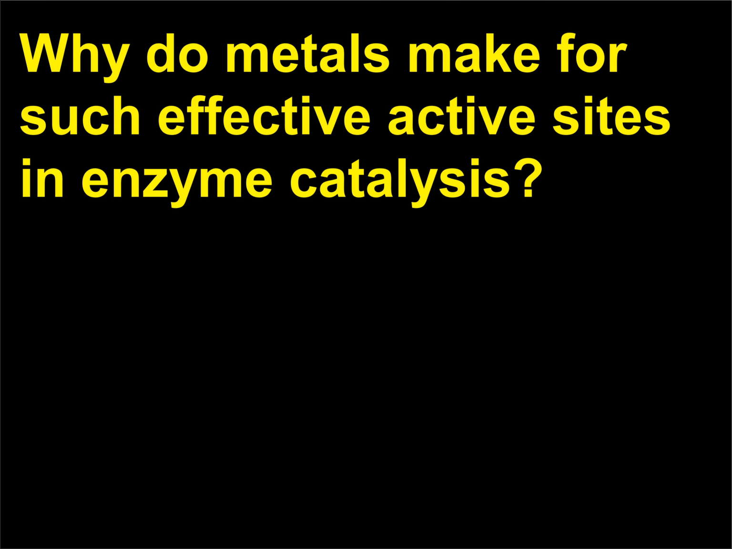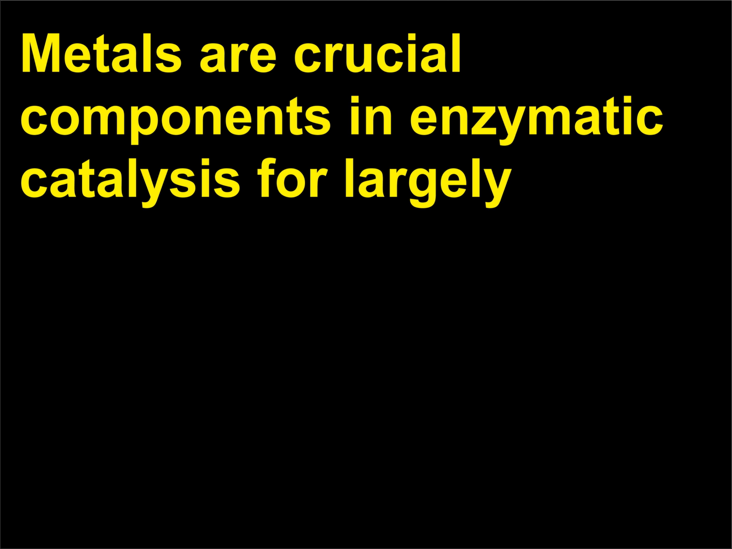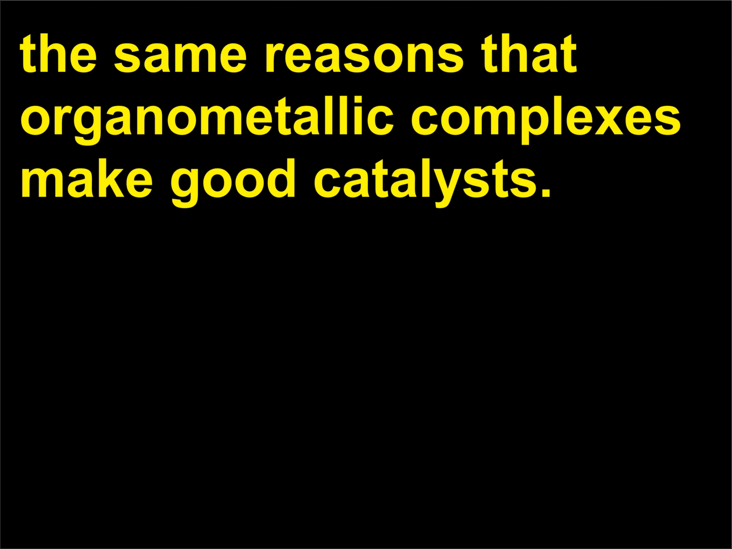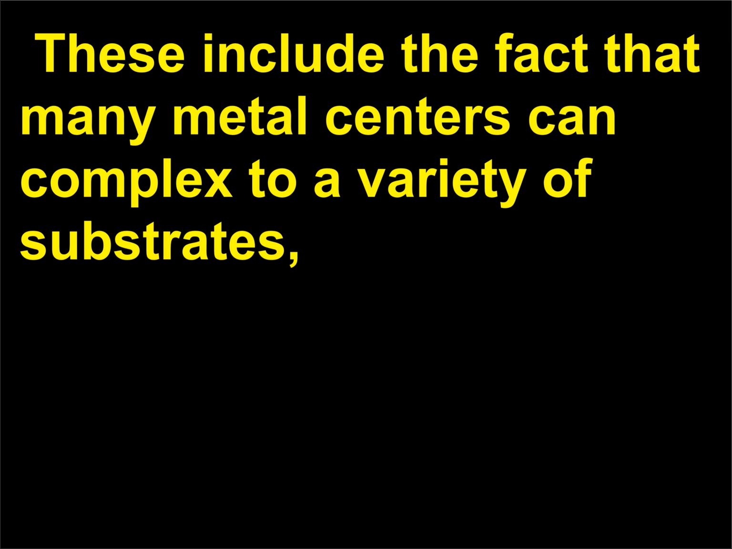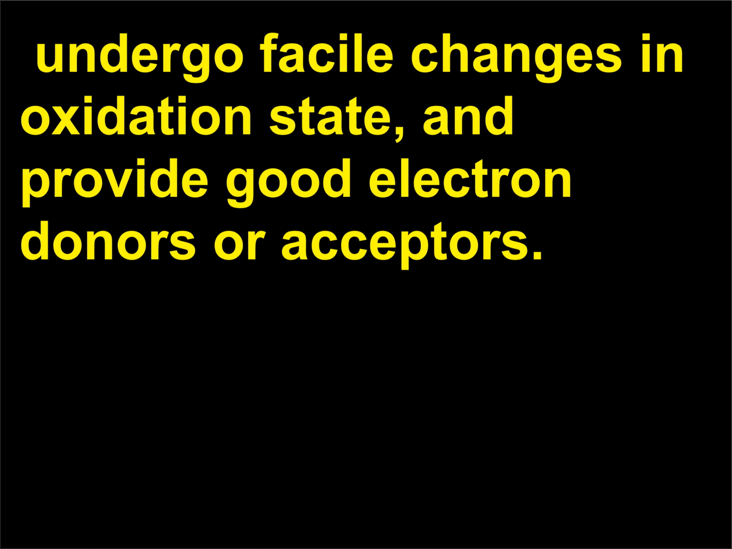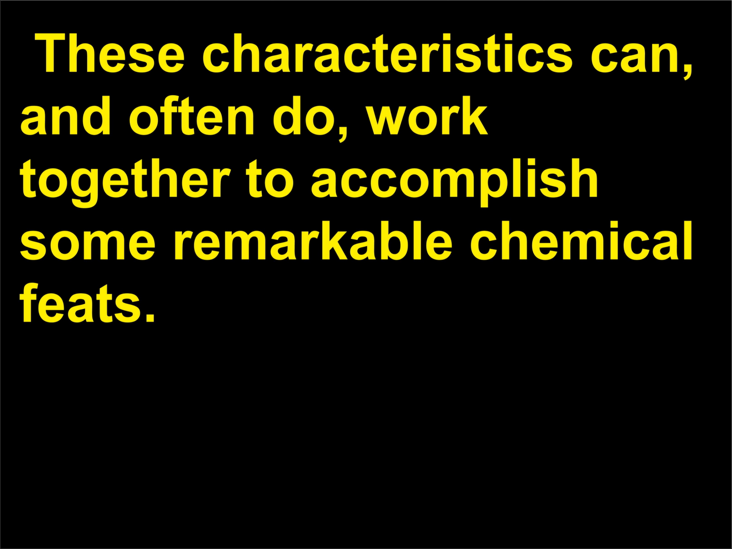Why do metals make for such effective active sites in enzyme catalysis? Metals are crucial components in enzymatic catalysis for largely the same reasons that organometallic complexes make good catalysts. These include the fact that many metal centers can complex to a variety of substrates, undergo facile changes in oxidation state, and provide good electron donors or acceptors. These characteristics can, and often do, work together to accomplish some remarkable chemical feats.